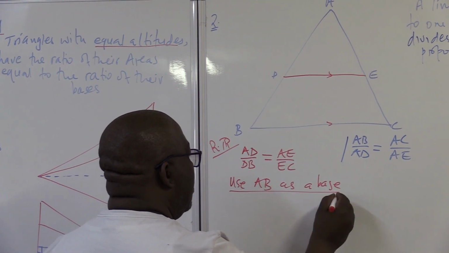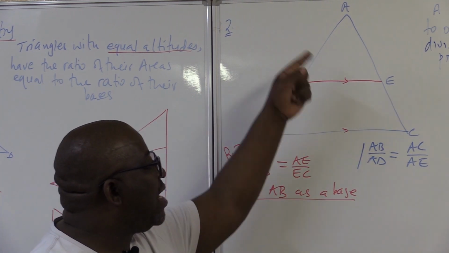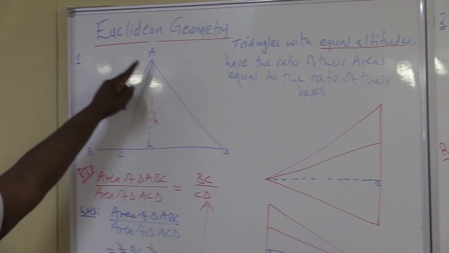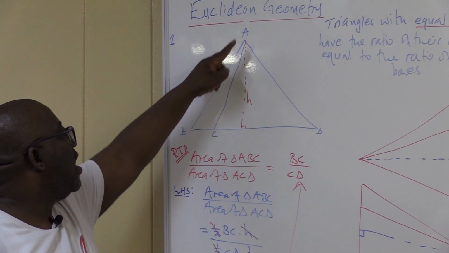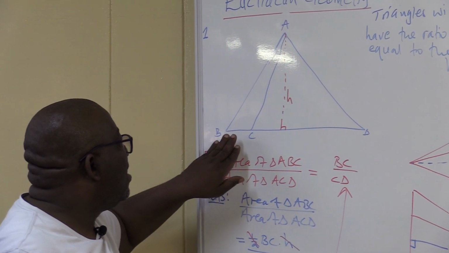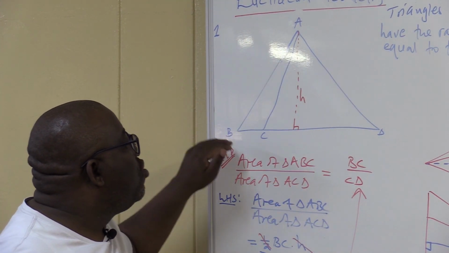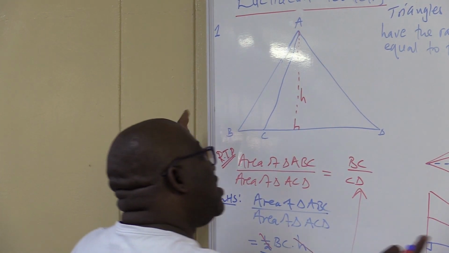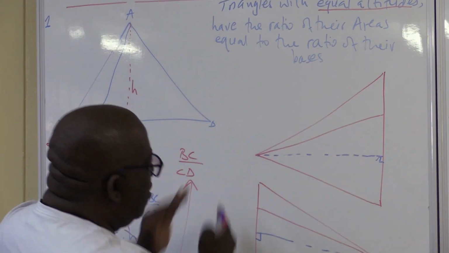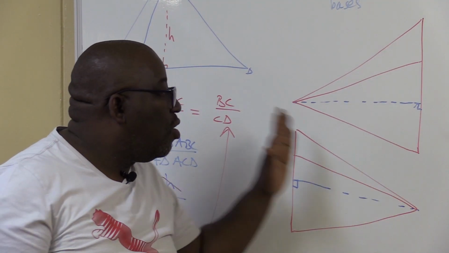This is important. I've got to use AB as a base. Step number 2, I'll be using AC as a base. What is a base? Look at this triangle here. Triangle ABC. I've got two triangles, ABC and ACD. The base of triangle ABC is BC, and the base of this triangle is CD. So in this part, I've used this as a base, but when I tilt it this way, this becomes a base. When I tilt it this way, this becomes a base. So when I'm talking about a base, I'm talking about this or that or this.